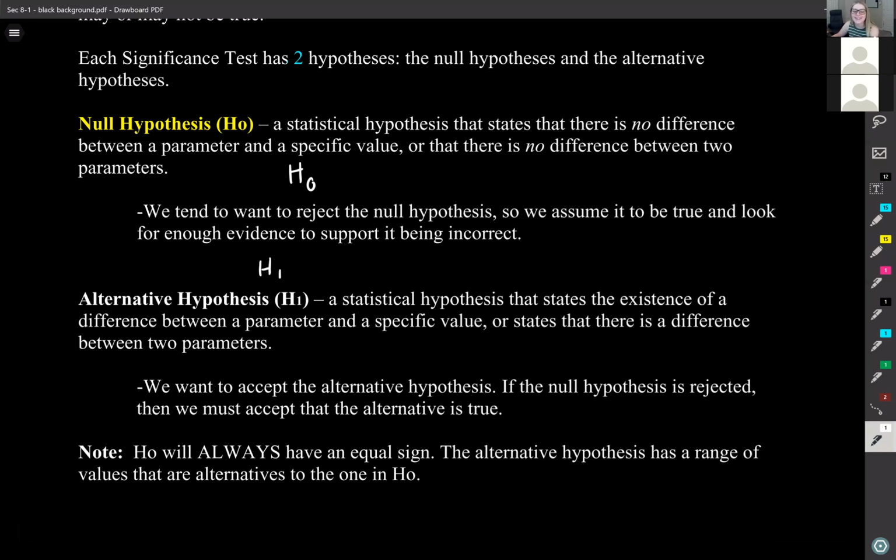Rejecting the null feels good. Yeah, there's a lot of memes about rejecting the null hypothesis. Maybe I'll pull some into class on Monday or during my lecture video.